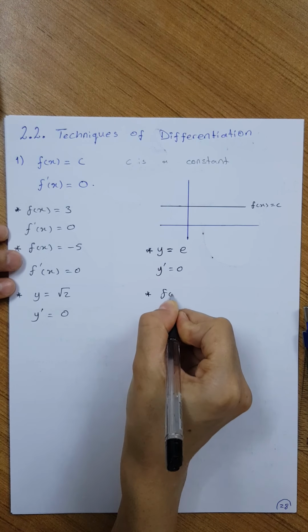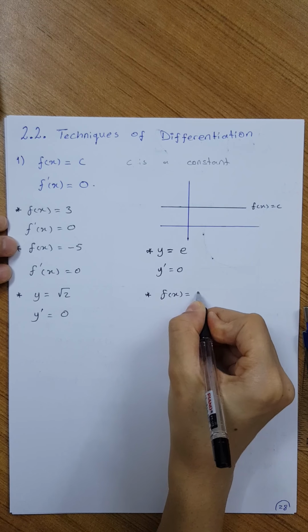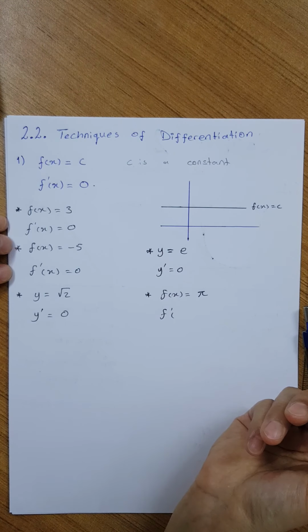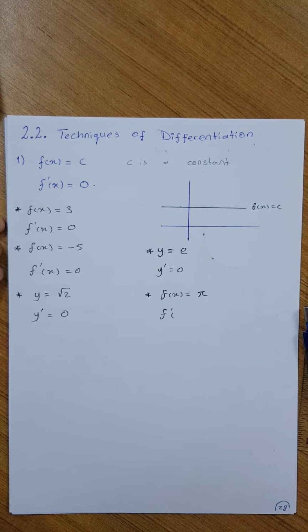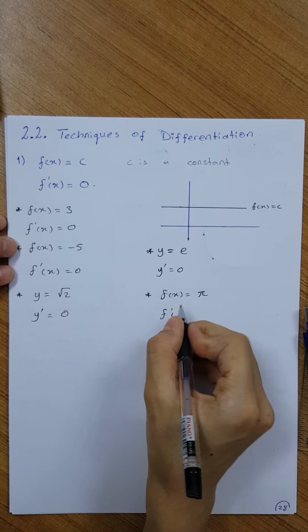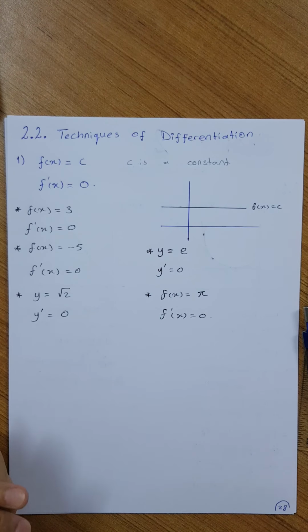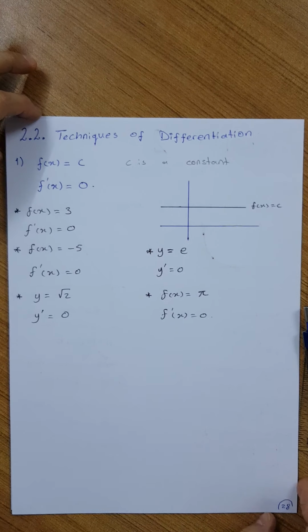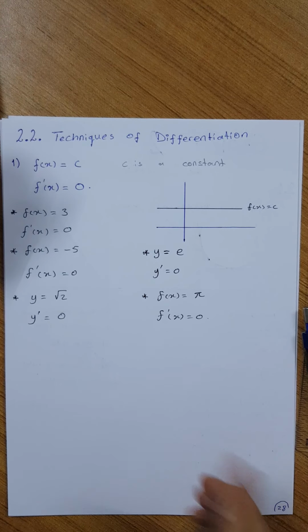If f of x is equal to, let me write, pi. Pi is equal to what? 3.14. 3.14 is a number, so it's a constant number. So the derivative of this one is again equal to 0. So whenever you see a constant, the derivative is equal to 0. That's easy. Let's move to the power rule.